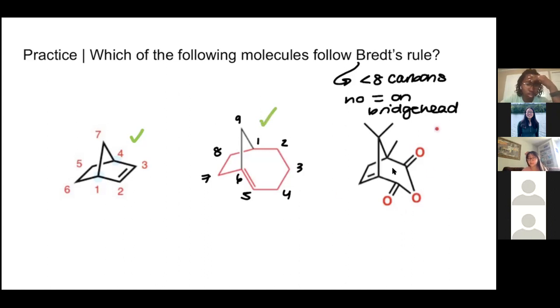Last but not least, this crazy looking one. When we count, remember you only want to count the carbons that are part of the ring system. So none of these methyls count, and these oxygens do not count. So 1, 2, 3, 4, 5, 6, 7. This is only 7 carbons, less than 8. Because it's less than 8, and we have this double bond attached to carbon number 4, which is a bridgehead atom, this is not going to follow Bredt's rule. Let me circle your bridgeheads for you.